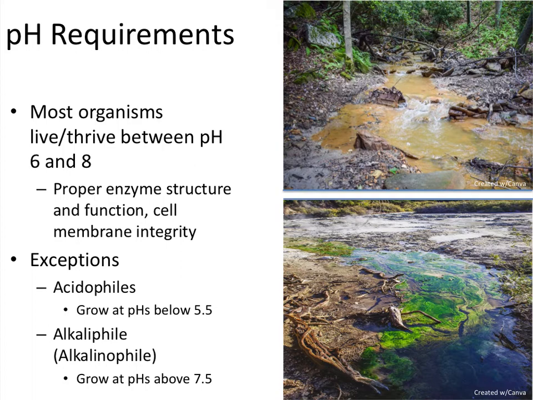Acidophiles are organisms that typically grow at pHs below about 5.5. We can find these in various locations. There are actually acidophiles that live in things like vinegar. So sometimes if you get raw vinegar or unfiltered vinegar, you may have some organisms in there that are technically acidophiles. But out in the environment, we often find acidophiles surrounding mining operations.